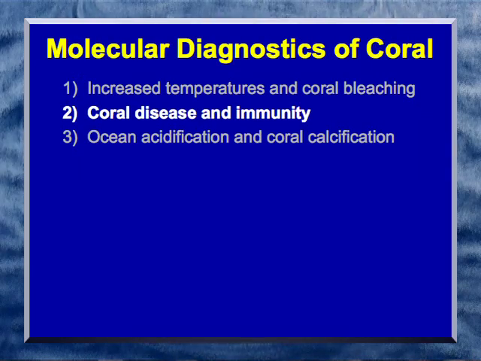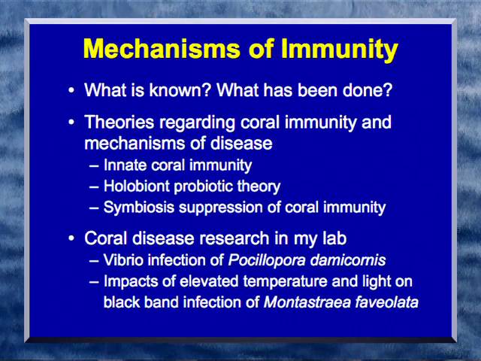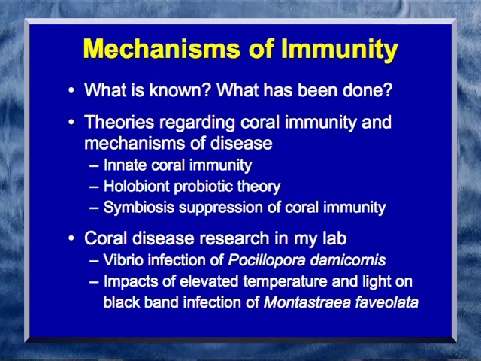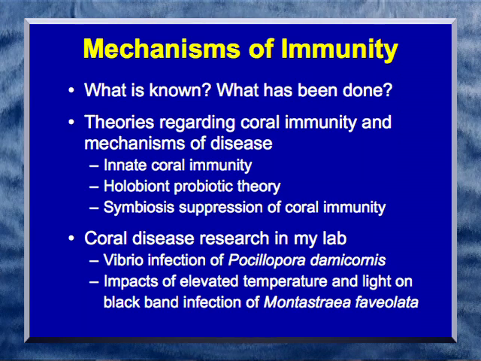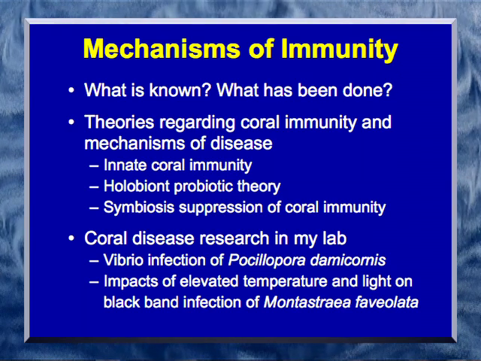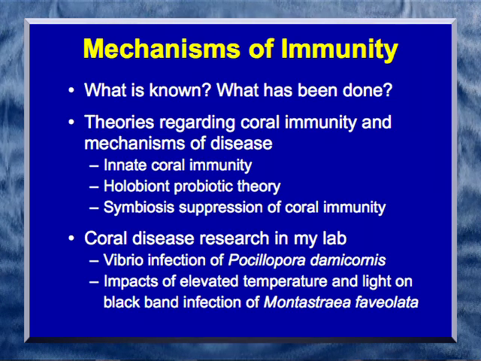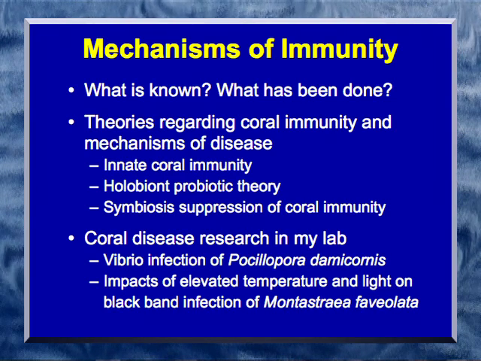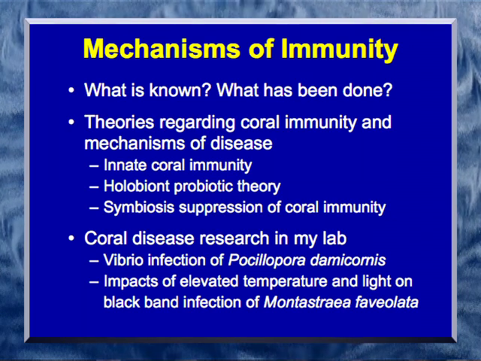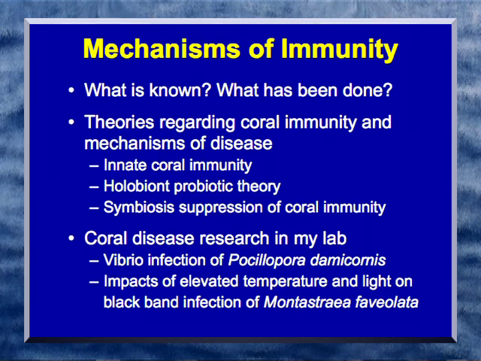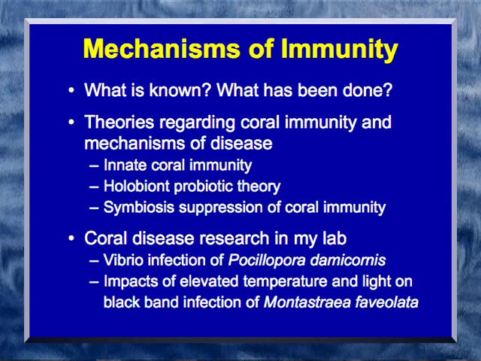All right, so now I'm going to talk about coral disease and immunity, and what is known in regards to disease, and what we have been doing with understanding the mechanisms of coral immunity, especially when it comes to diseases. There are several theories regarding coral immunity and mechanisms of disease, and these include innate immunity, just kind of naturally there, and innate cell immunity. There's also a holobiont probiotic theory, and this is the ability of the holobiont to produce antibiotic compounds to keep disease bacteria at bay or away.